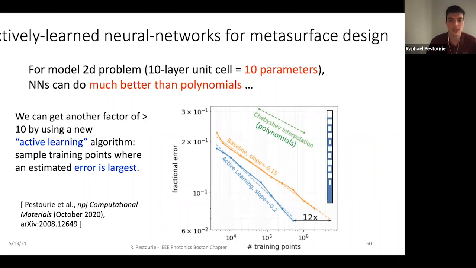And you can see here the error you get for the number of points that you have. And you can see that the more accurate you want to be, the better you're doing if you use active learning. And you can see that interpolation is somewhere out there because it's unfortunately suffering the curse of dimensionality much more than neural networks do.